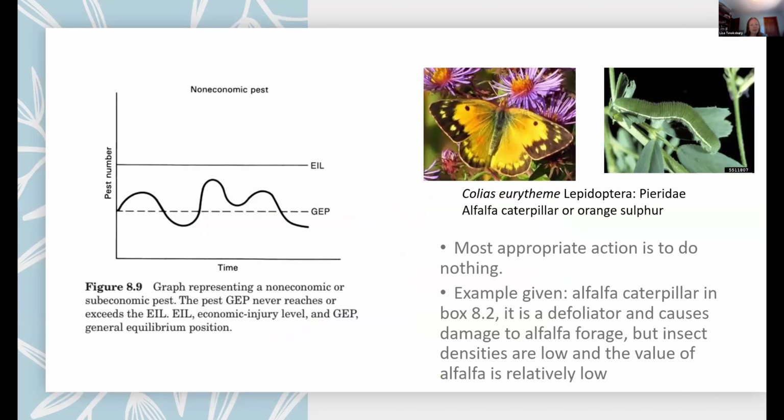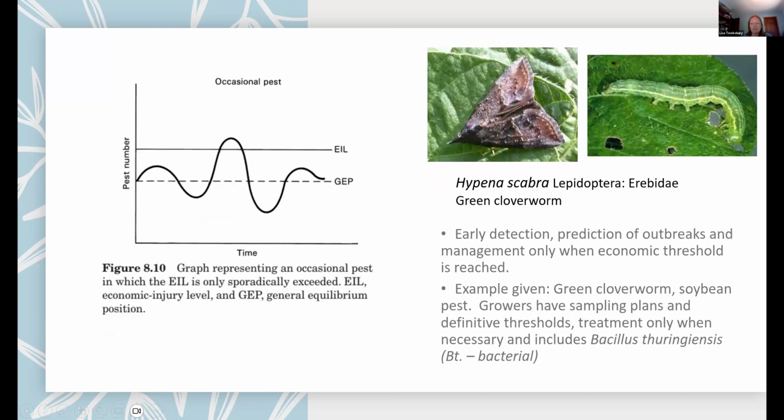And I'm just showing you a few examples here of the idea that sometimes the most appropriate action is nothing. In this case, the alfalfa caterpillar, it's a defoliator, but generally the densities are low. This general equilibrium position is what this means. This is where the pest generally goes up and down around this equilibrium position, and it doesn't ever get up to the economic injury level. They don't show us the threshold, but maybe the threshold might be here. So generally you wouldn't need to control for this pest.